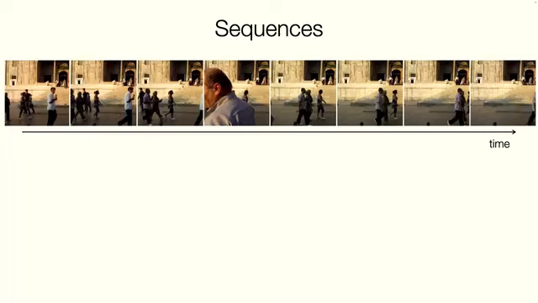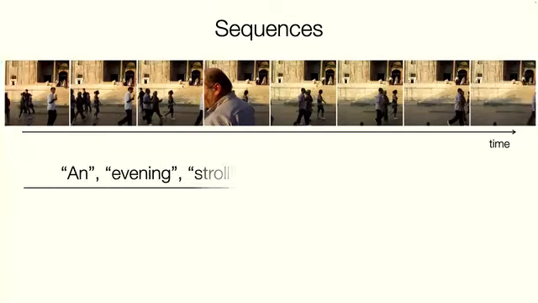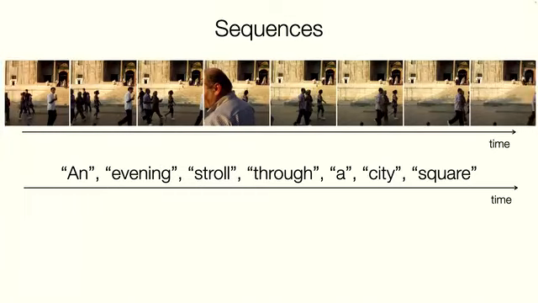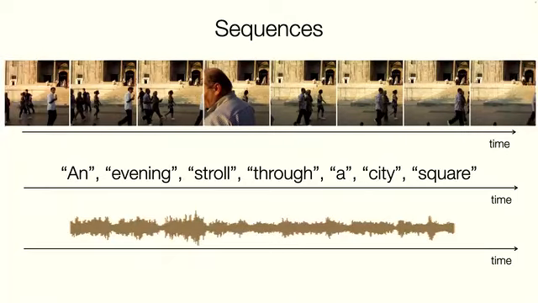So sequences can be a lot of things. When we introduced CNNs, we talked about the idea of adding a temporal dimension to things like images. So now you have a video. This might be pictures from an Italian city square over time. You can also think about sequences of language. An evening stroll through a city square is a sequence of words. Or you could think about sequences of audio signal. Me saying an evening stroll through a city square is a sequence, right?